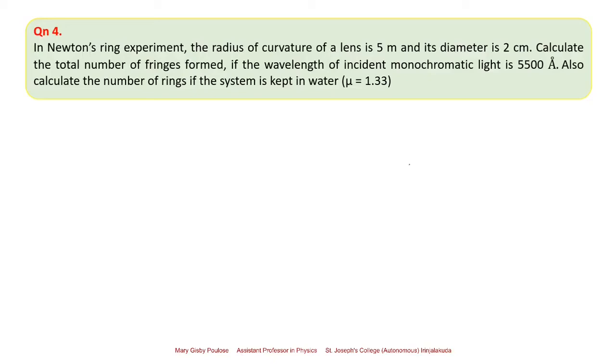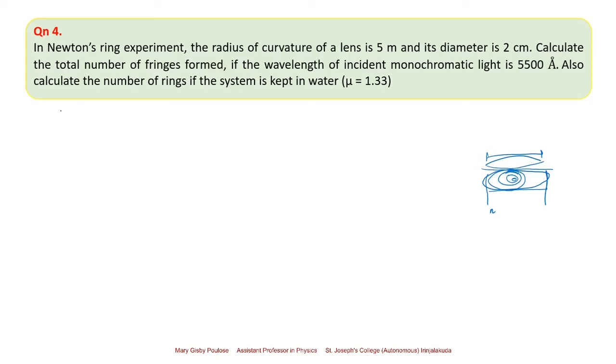Here what is given is we have this lens placed on a glass plate and the diameter of this lens is given. So we have to calculate the total number of fringes formed in this region. The last fringe will be the nth fringe and its diameter will be equal to the diameter of the lens. So let's start from there.